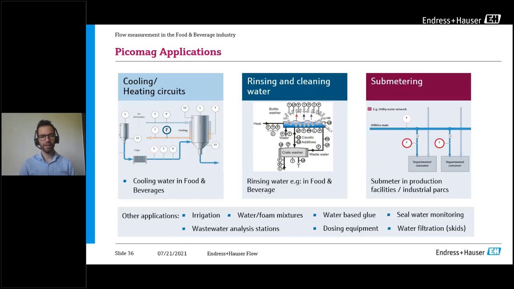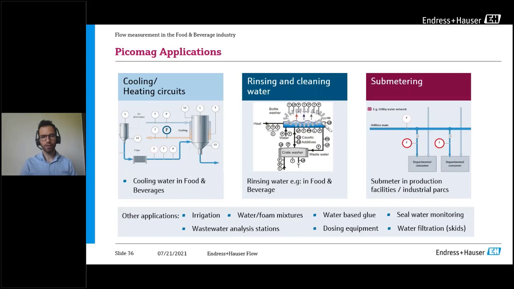Now the second area is rinsing and cleaning water, where customers are more aware of the resources and want to prevent using too much of them, like water. If you want to use less water, you first need to know where you use water everywhere. In this case, the cleaning water is one area where the amount of water can be reduced. And here is an area where PicoMag can be used.